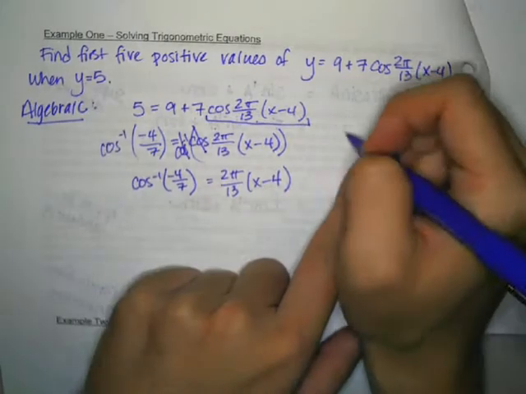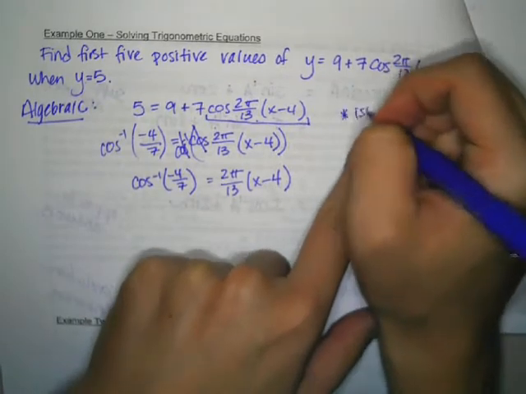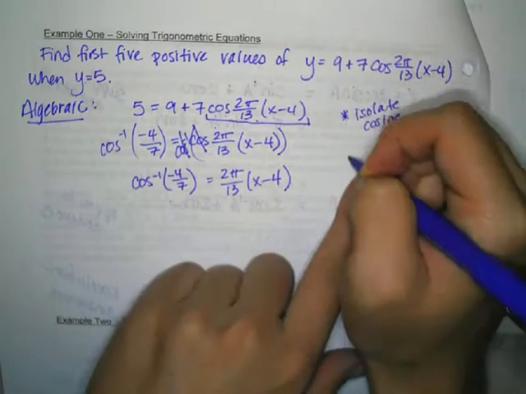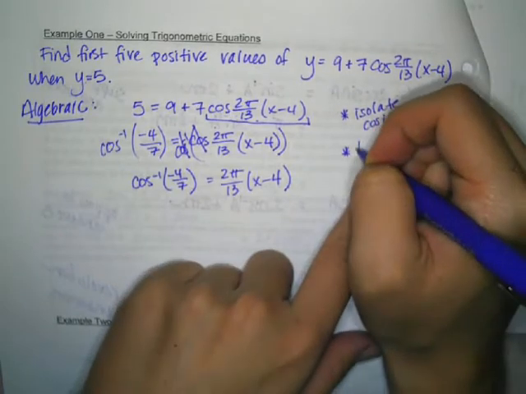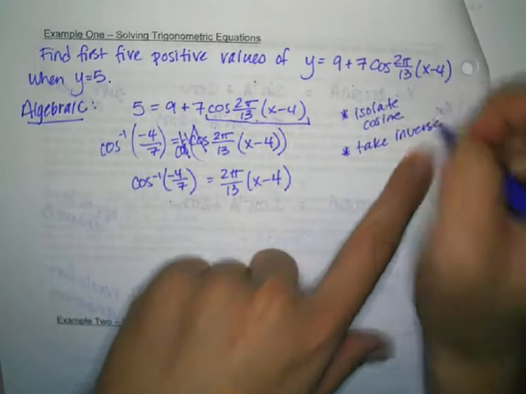Okay, so I should write steps. I'm sorry. Up here, we isolated cosine. Here, we take the inverse cosine of both sides.